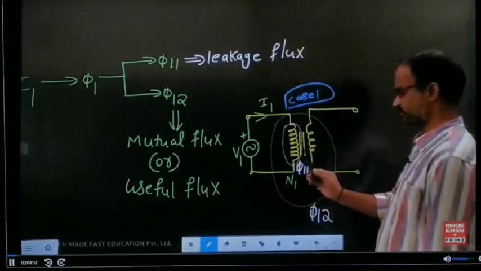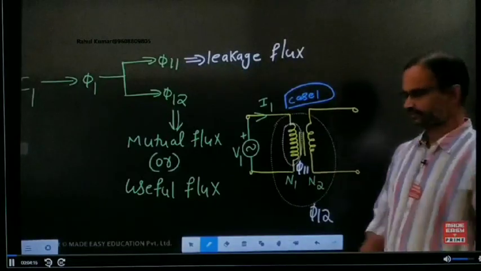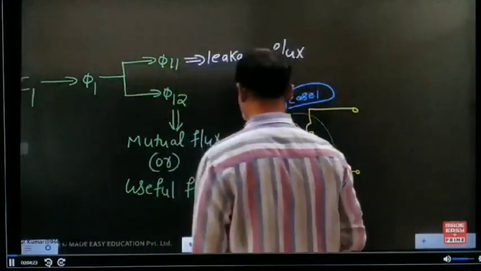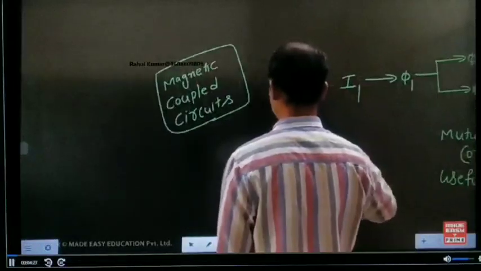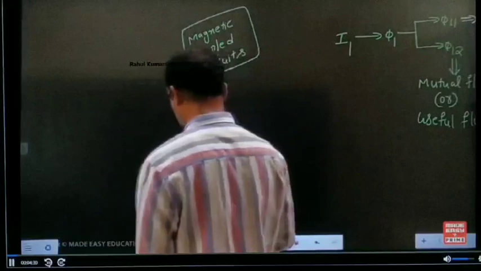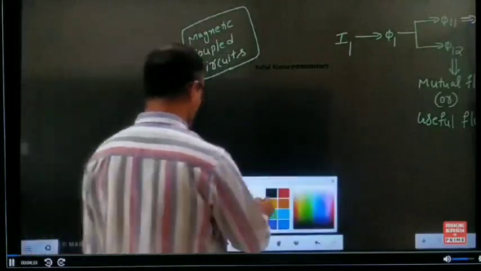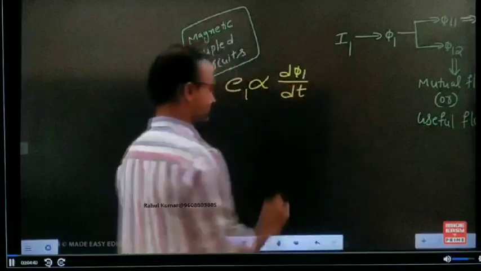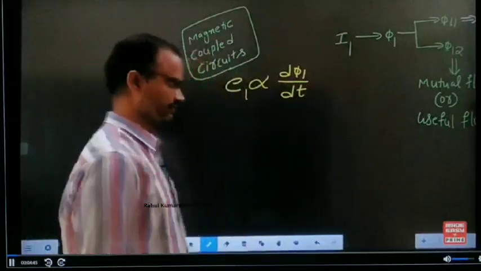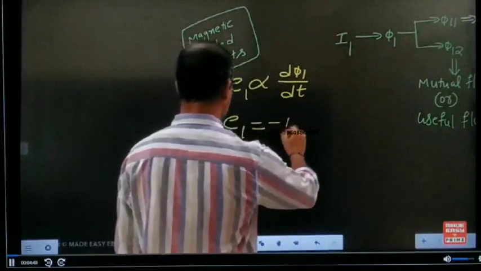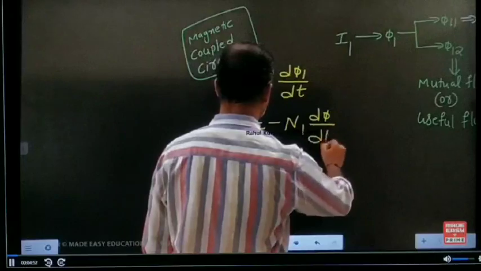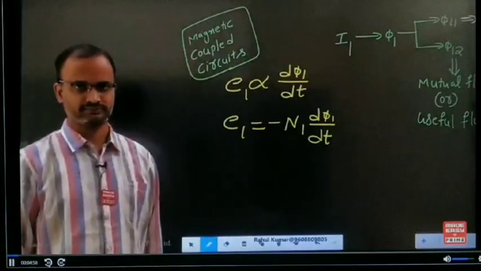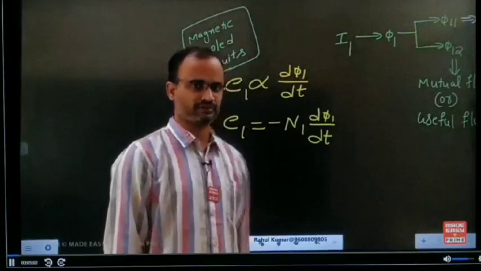Then if you come to the first inductor here, phi11 is linking and phi12 is also linking. The sum of these two fluxes equals phi1. Now with respect to Faraday's law, induced EMF is directly proportional to the rate of change of flux. Based on proportionality, I am introducing one constant. That constant is N1, the number of turns in the first inductor.